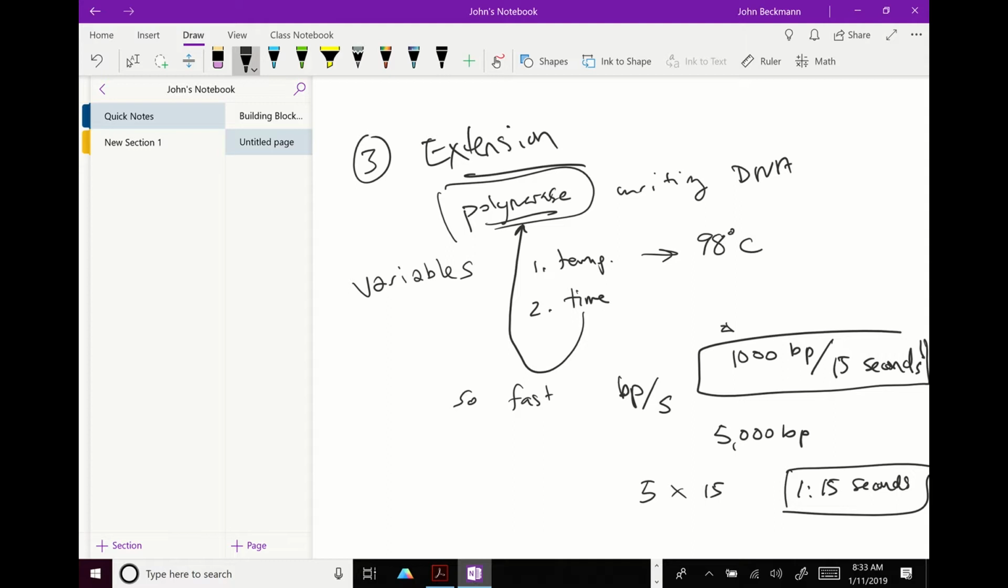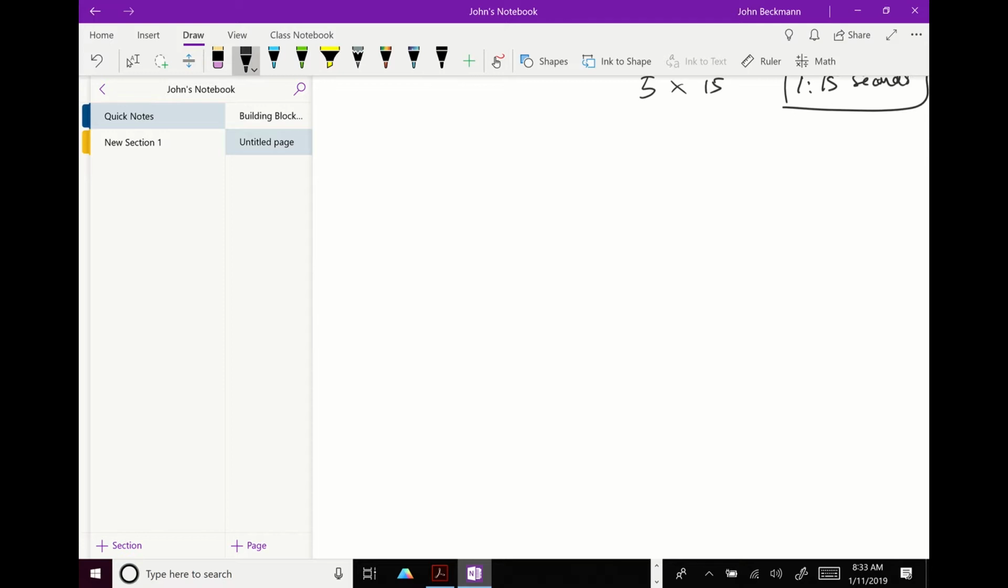So you need to know these. Not for the test, but if you do an experiment, you need to know the properties of your polymerase. You need to know the properties of your toolkit. Okay.